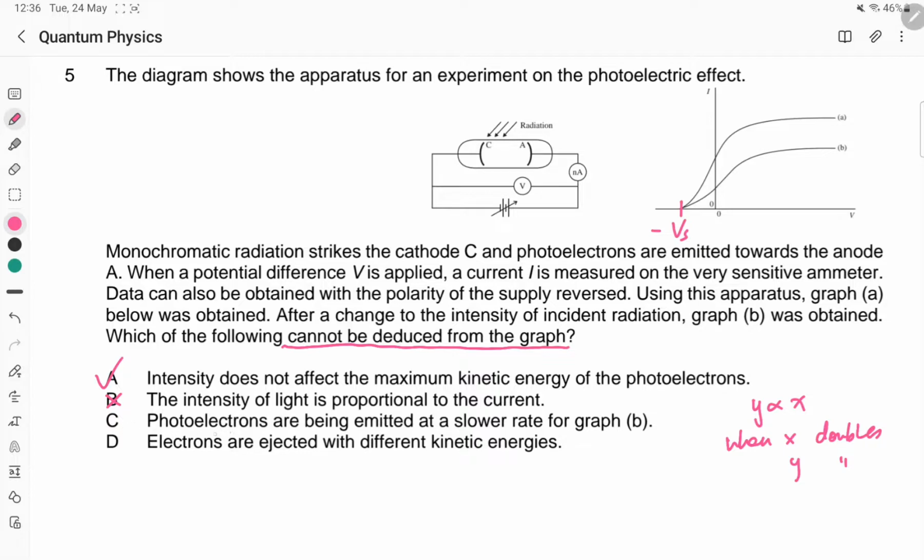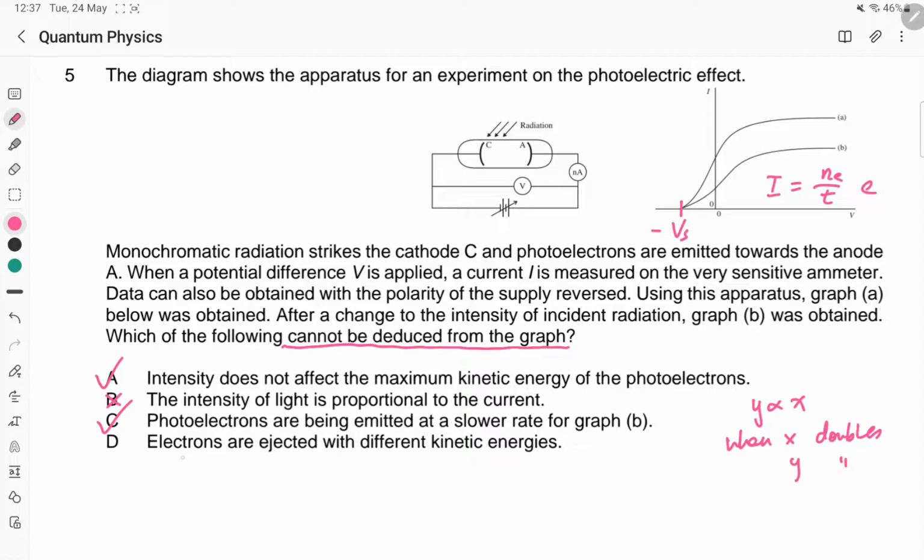Next up, photoelectrons are emitted at a slower rate for B. That can be deduced because the current is equal to the number of electrons per unit time times the charge per electron. So you can see that indeed B has fewer electrons emitted per unit time, so they are emitted at a slower rate.